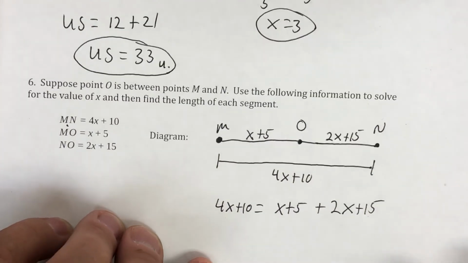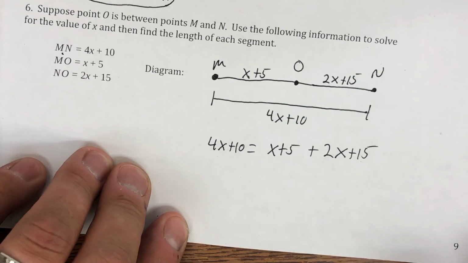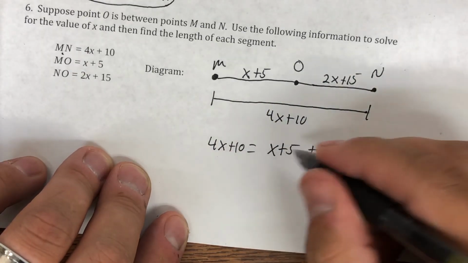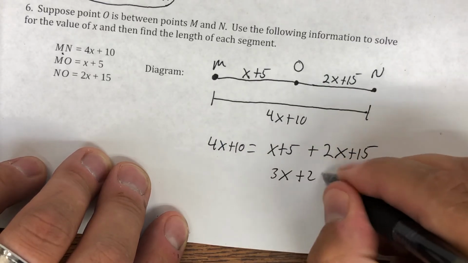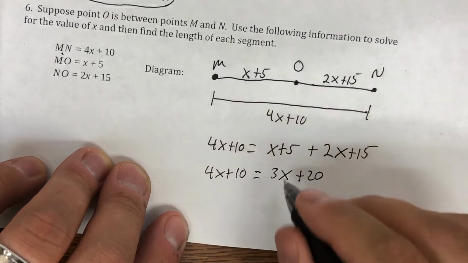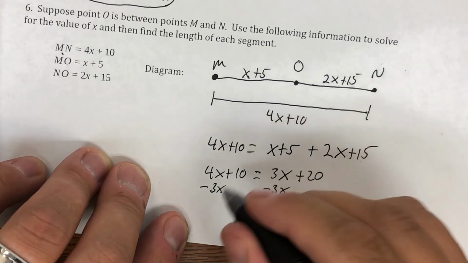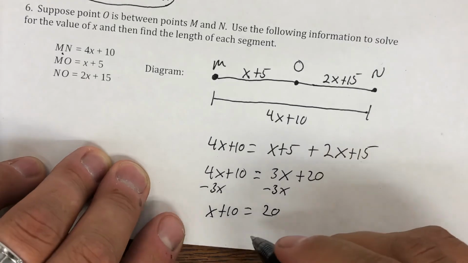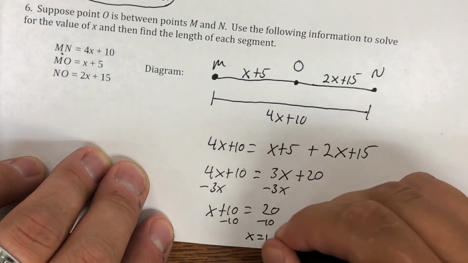When we're solving these, we're always looking to set up an equation. Something is going to be equal. Set up the equation to solve. Combine our like terms on the right. So x and 2x is 3x. 5 and 15 adds up to 20. And that's equal to 4x plus 10. I'm going to move the 3x since it's smaller. Subtract 3x from both sides. X plus 10 is equal to 20. And we will then subtract 10. Subtract 10. X is equal to 10.